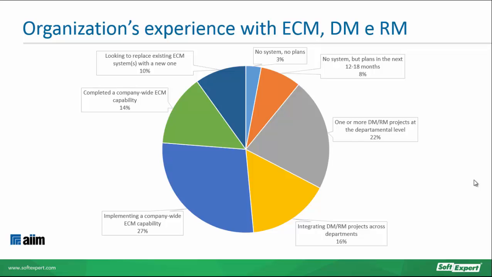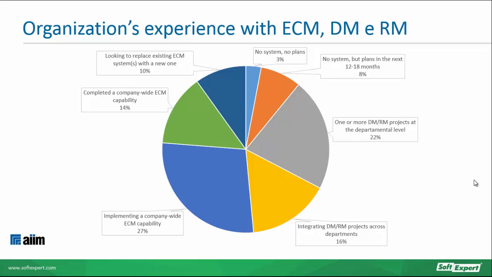So, 3% of respondents said no system, no plans. 8%, no system, but plans in the next year and a half. 22% said they have one or more DM or RM projects, but at departmental level. 16% are integrating DM and RM projects across departments. So it's not a corporate application yet. 27% are implementing a company-wide ECM capability. 14% completed a company-wide ECM capability, and 10% are looking to replace an existing ECM system with a new one.